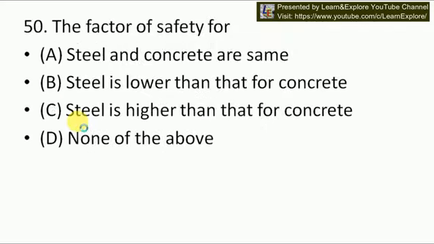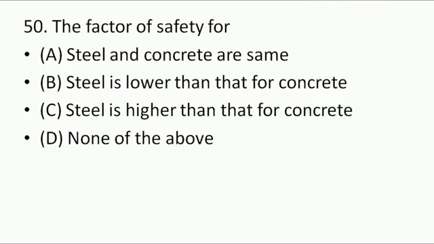Our next question. The factor of safety for steel and concrete are the same; steel is lower than that for concrete; steel is higher than that for concrete; or none of the above. So our answer will be B, steel is lower than that for concrete. Okay. So the factor of safety is always more for concrete than steel. Okay.